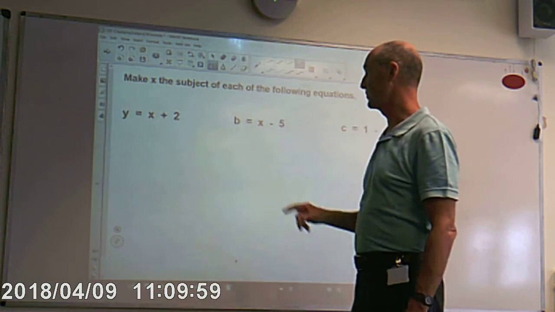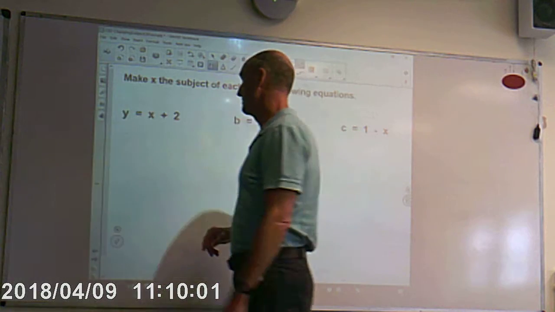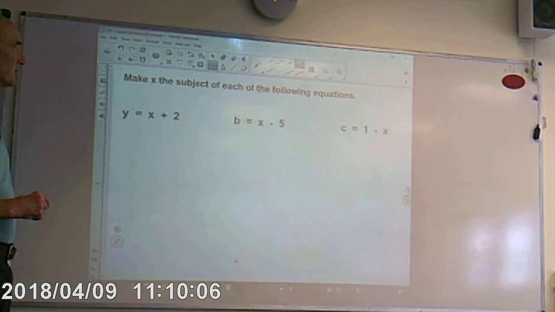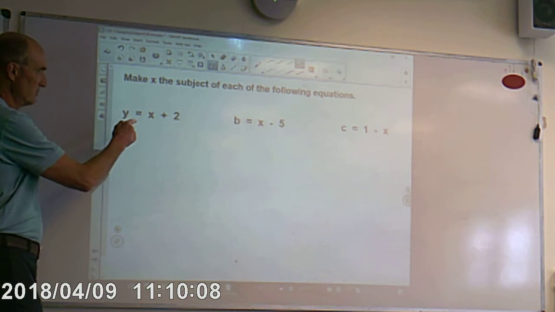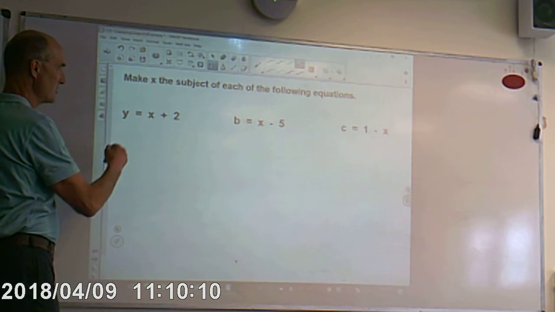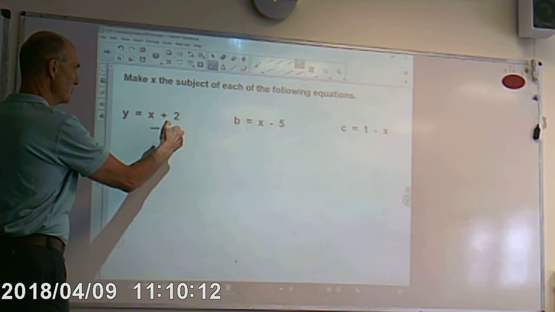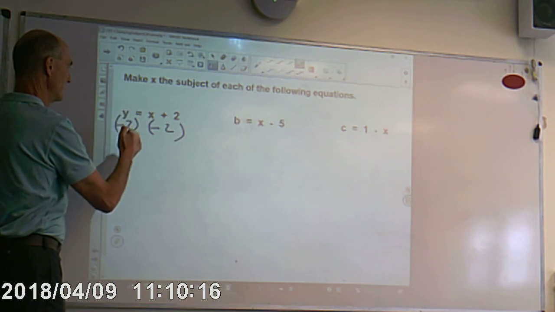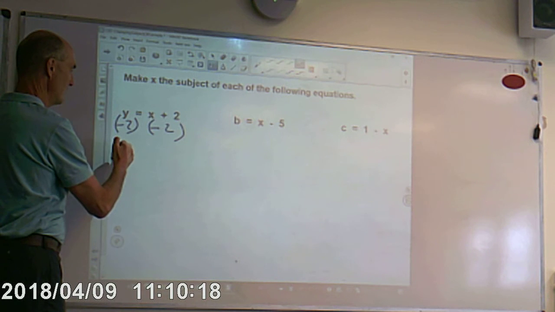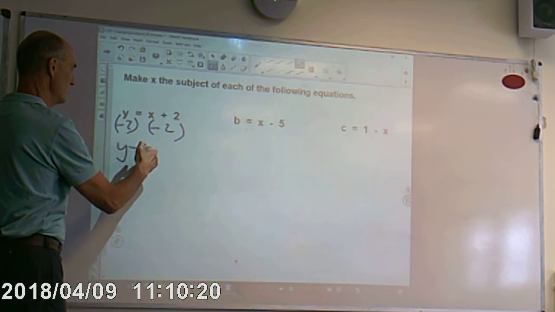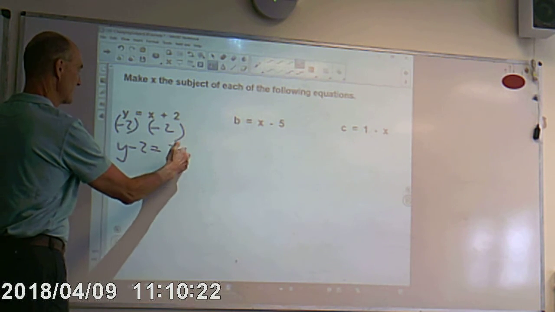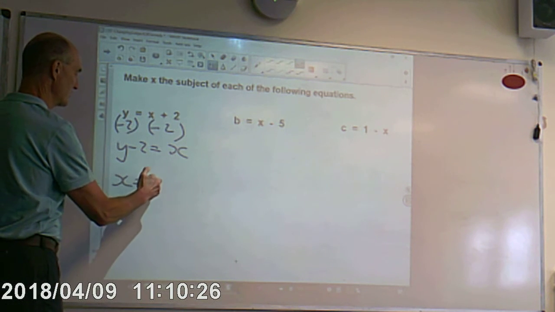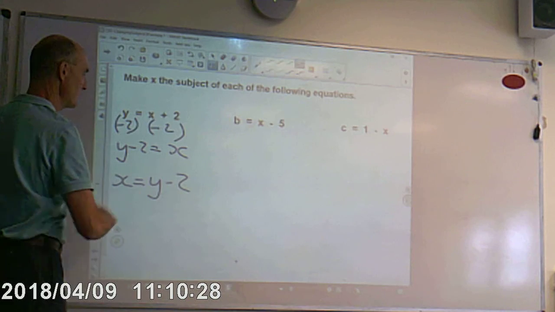Another example. Several examples here. It's asking you to make x the subject of the following equations. So what do we do here to get that x on its own? We subtract 2 from both sides, which means that y minus 2 equals x. Have we got the x on its own? Yeah, we have. Just rewrite it as x equals y minus 2. No problems with that.